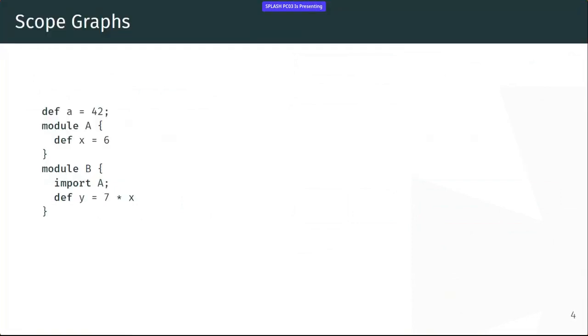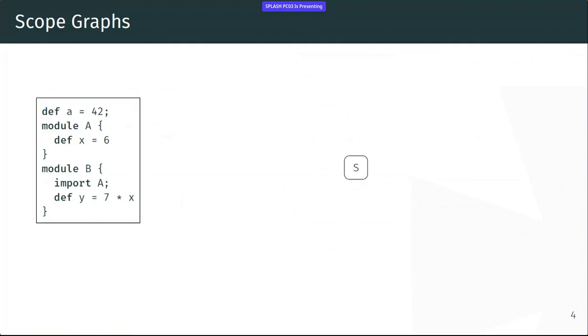I will use this example program to illustrate them. This program has a top-level definition and two modules A and B, where module B imports module A, and there's a reference X in B that eventually will resolve to the declaration in module A.